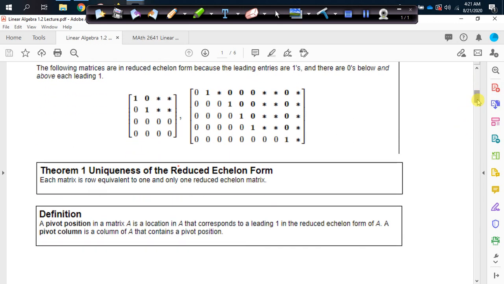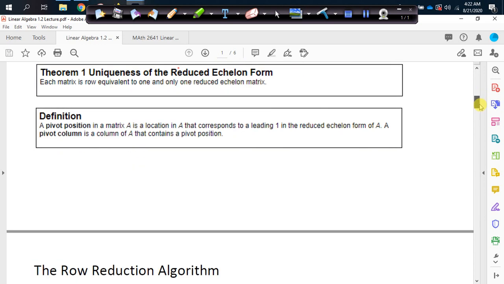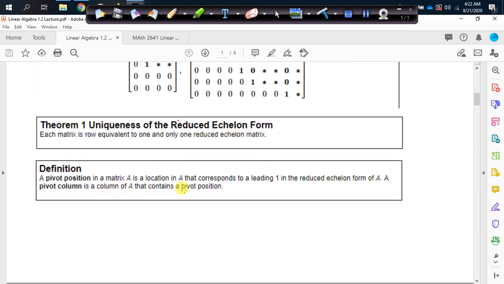So Theorem 1 says the uniqueness of the reduced echelon form. Each matrix is equivalent to one and only one reduced echelon form. So there's only one reduced echelon form for each matrix. It wouldn't have another one that's in reduced echelon form. Now, a pivot position in a matrix A is a location in A that corresponds to a leading 1 in the reduced echelon form of A. A pivot column is a column of A that contains a pivot position.